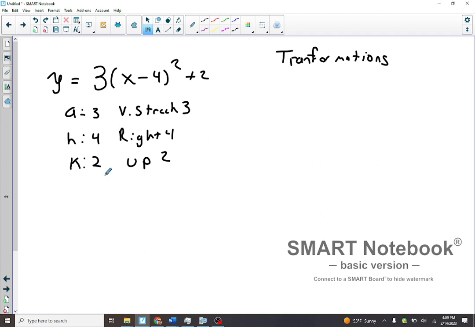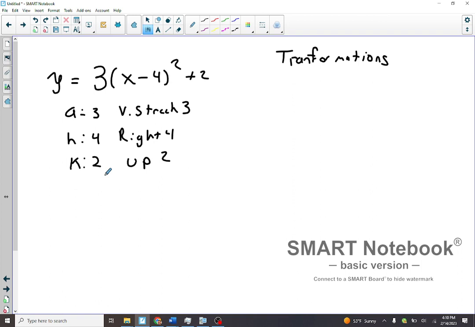Which one's H, K, and the other thing? Which one's which? H is the one on the inside. K is the outside. What's the 3? A. A is like up or down, like stretch or shrink. And it also flips it upside down if it's negative.